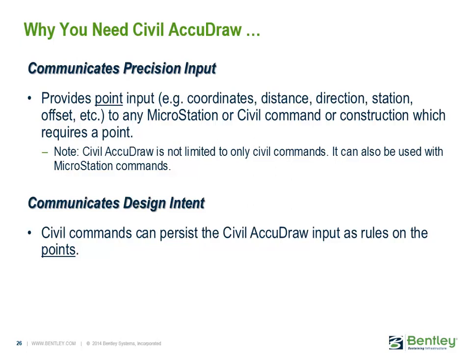The second thing that it does is it allows us to communicate design intent. Whenever you're using Civil commands with Civil AccuDraw, it takes that input and uses it to establish rules and relationships on the points. And we'll talk about that a little bit later. So this will conclude part one of our presentation, and we'll pick up these two subjects in part two.